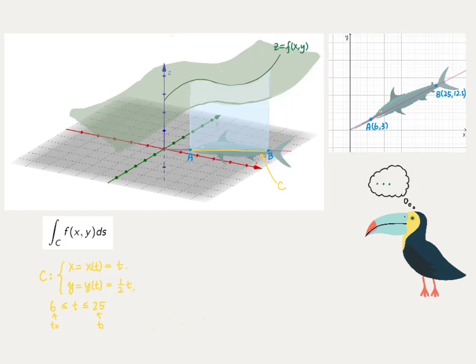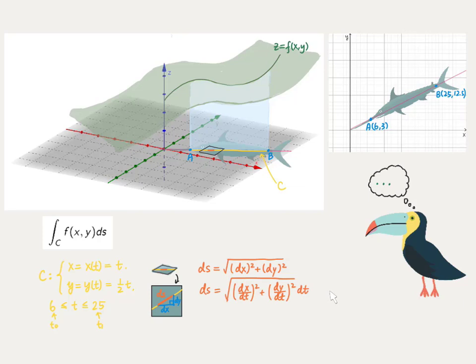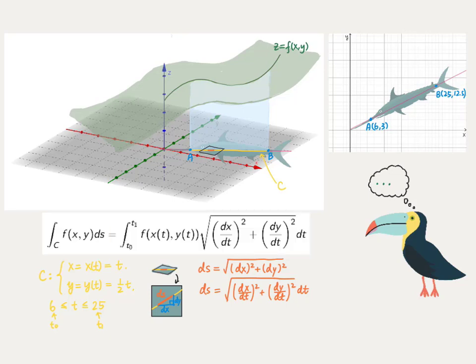On the other hand, if we examine ds more closely, we can see that ds equals to the square root of dx squared plus dy squared by Pythagoras theorem. We can rewrite it so that ds is now expressed in terms of the derivatives of both x and y with respect to t. As a result, the line integral, which gives the area and hence the total price, can be computed by this formula.